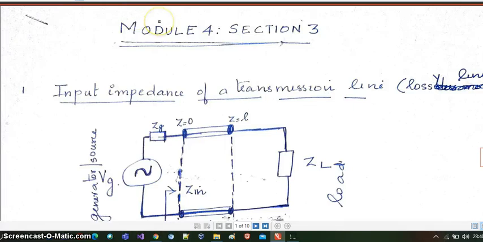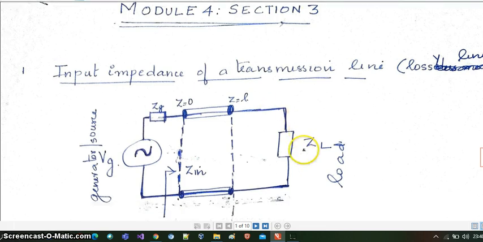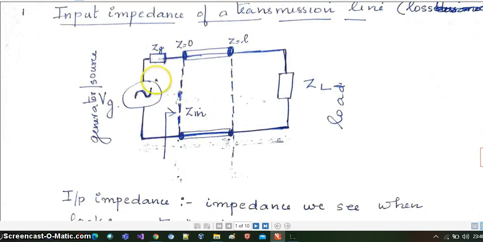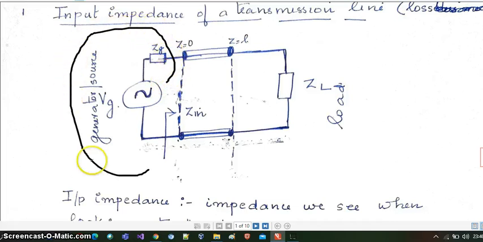So good morning all. In this section we will see what is the input impedance of a transmission line, that is a lossy transmission line. Now here I have drawn a transmission line and you can see this is the generator side, or otherwise the source end, and here the generator or the source is having a voltage Vg and its impedance is Zg.